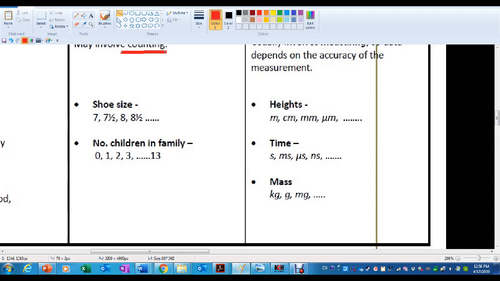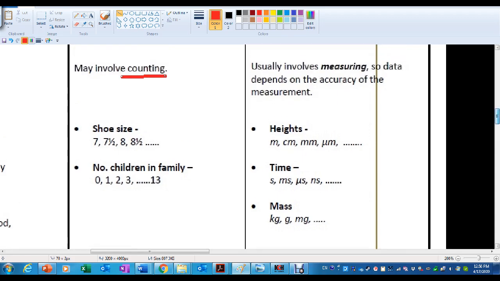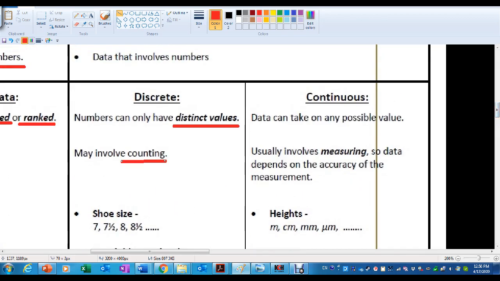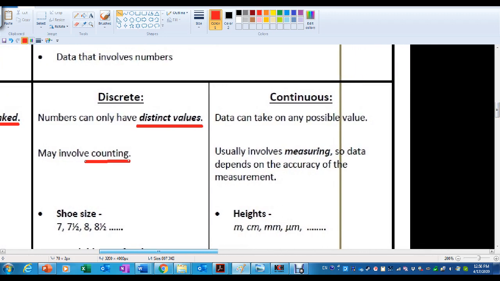Another example is the number of children in a family. In a family, there could be no children at all, 1 or 2 or 3, but you won't see any family with 1.5 children, right? It's just not possible to define what we mean by 1.5 children in a family. So that's what we call discrete numbers or discrete numerical data.